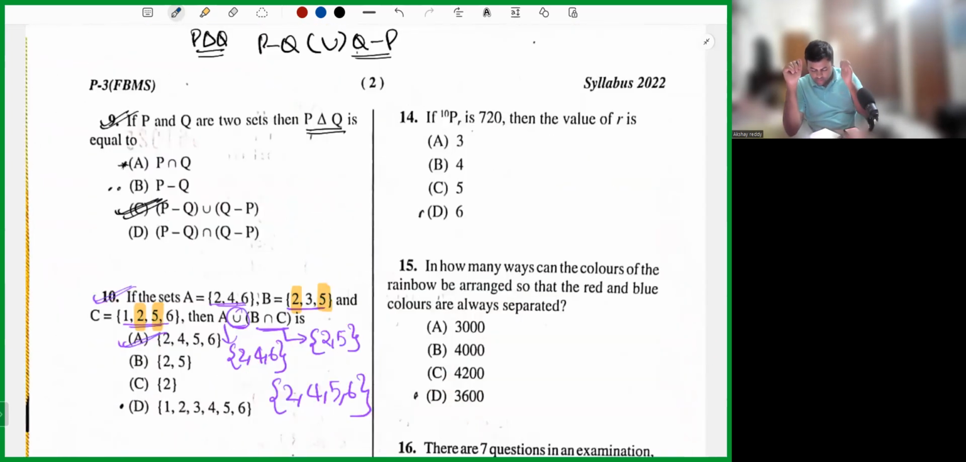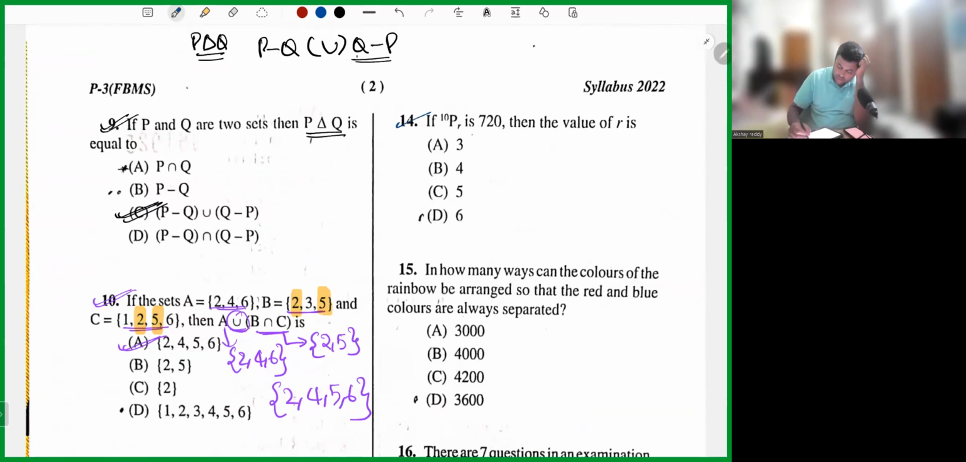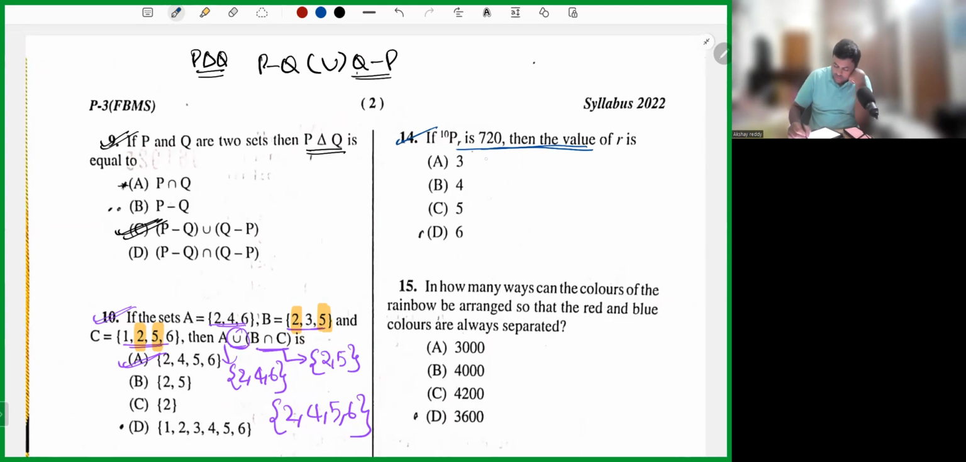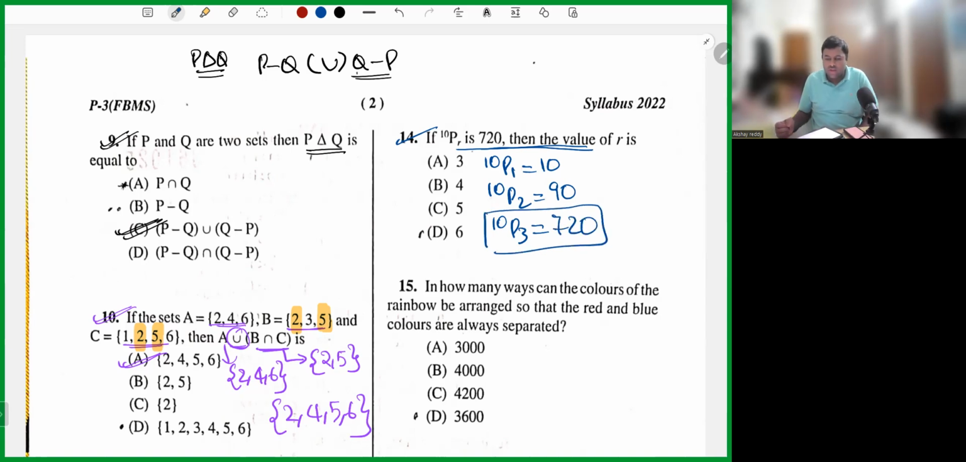Next. 10PR is 720. He's asking you to calculate the value of R. Let's check with options. First, 10P1. What is 10P1? 10. 10P2. What is 10P2, my dear friends? 10 into 9, 90. 10P3. 10 into 9 into 8, 720. So 10P3 value is 720. So the answer is 10P3 is equal to 720. Okay, I hope, my dear friends, the point is clear.